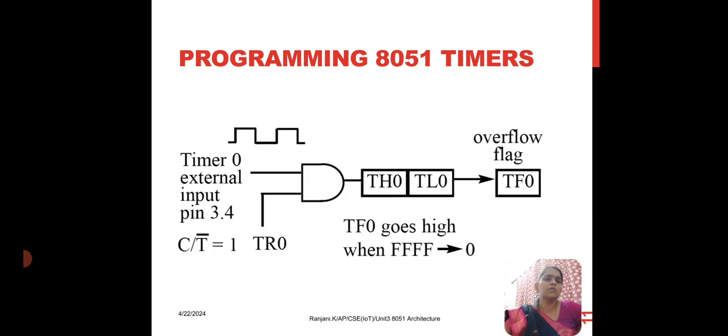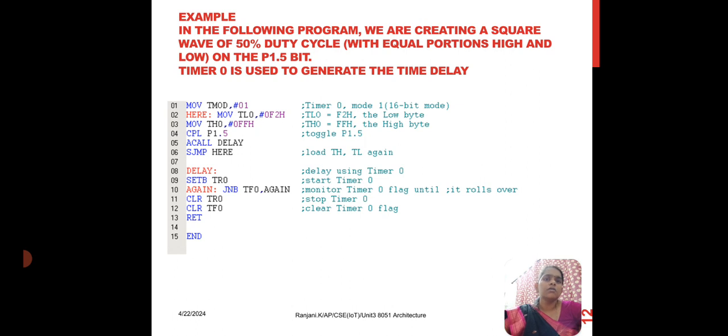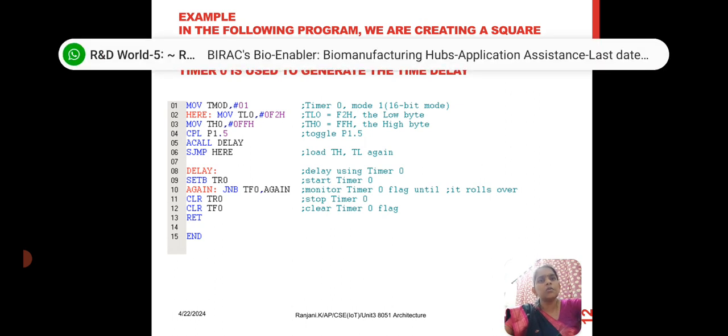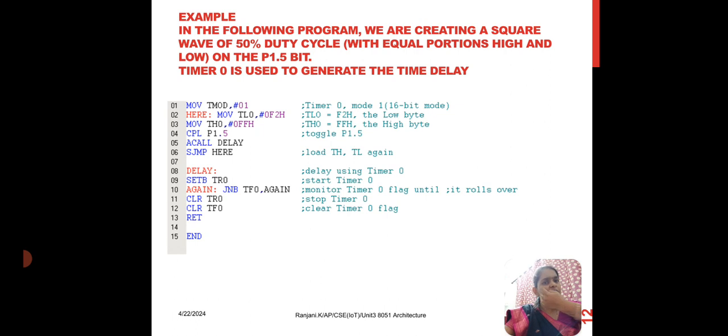So this is your block of timer 0 with external input at pins 3 and 4, and this is a sample program in which we are creating a square wave of 50% duty cycle. Timer 0 is used to generate the time delay. So MOV TMOD, #01, here timer 0 mode 1. Then MOV TL0, #0F2H, so F2H will be moved to the timer 0 lower byte. Next, 0FFH will be moved to your higher byte.